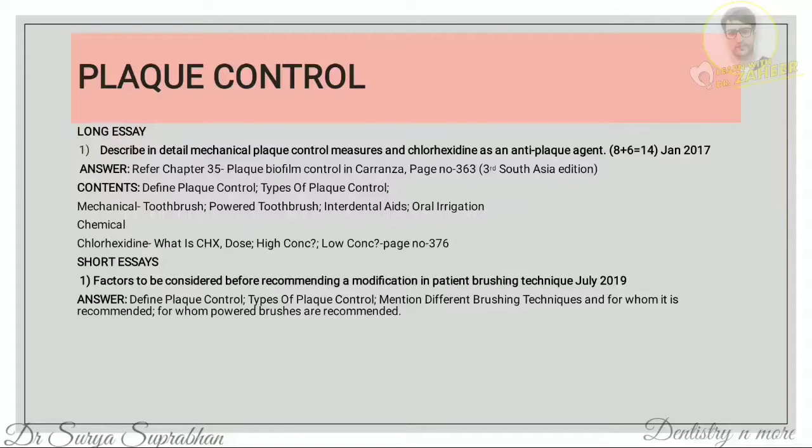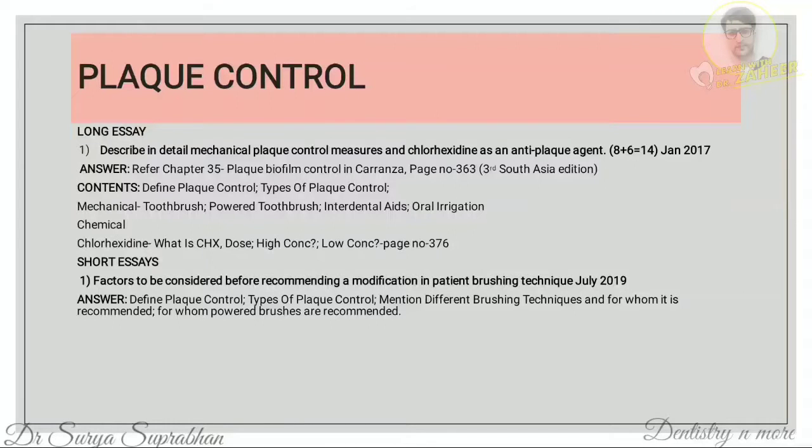Then you have to write about the dosage, that is 2 daily rinses with 10 ml of 0.2% chlorhexidine. Whereas in the US, they recommend about 0.12% of chlorhexidine. And then what happens when a high concentration of chlorhexidine acts on bacteria, and what happens when a low concentration acts.